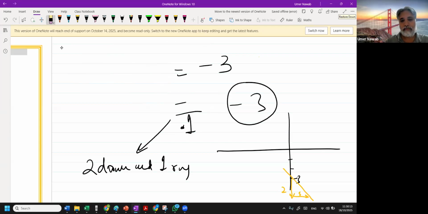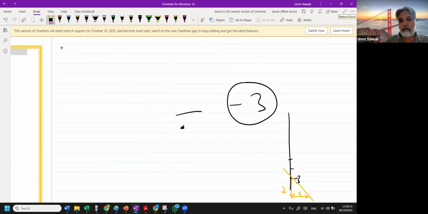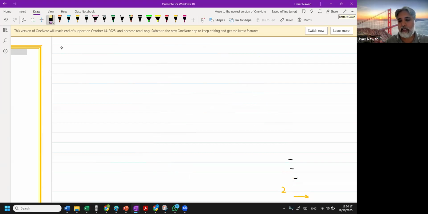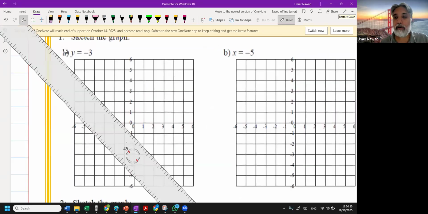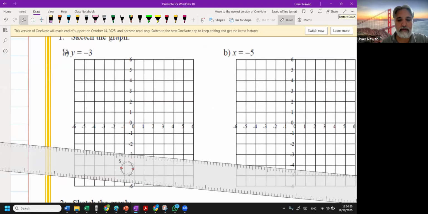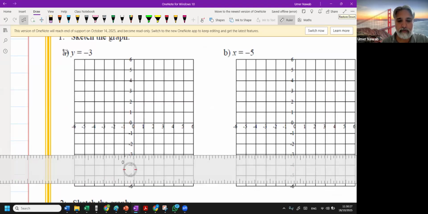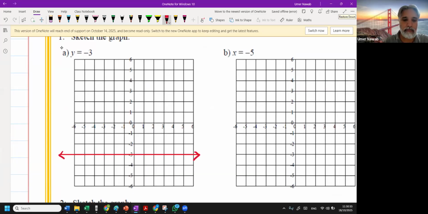So let's do all questions on sketching, which I have provided in the sheet. That will be very helpful for you to understand because the grid is given. Y is equal to -3. Mr. Omar, y is equal to -3. This is a horizontal line, so I'm going to draw that. This is the horizontal line, y is equal to -3 because it cuts the y-axis at -3.